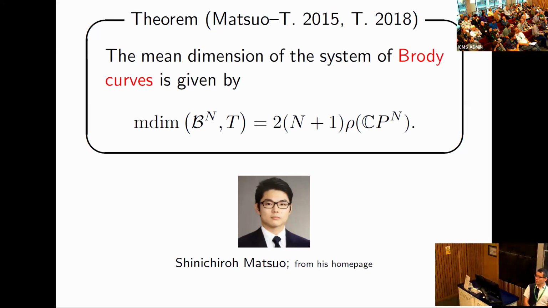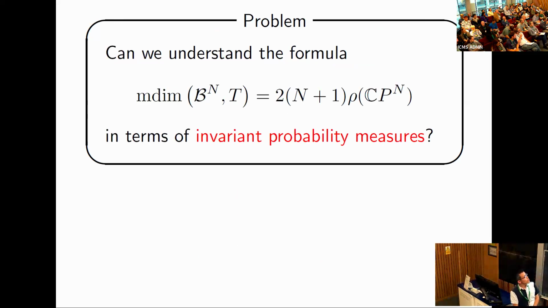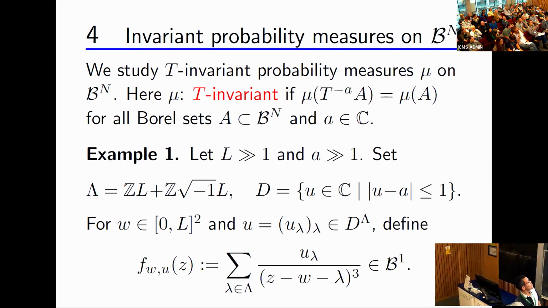So this is a new problem I want to discuss today. This is our mean dimension formula, and I want to understand this formula in terms of invariant probability measures. What does that mean? Next, we want to study invariant probability measures on the space of Brody curves.